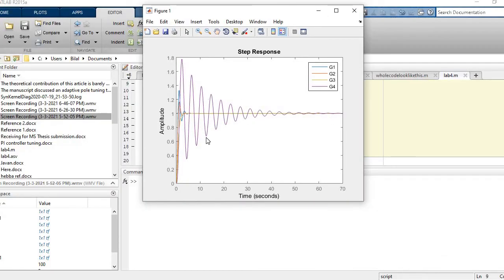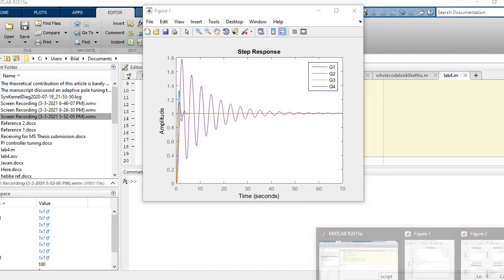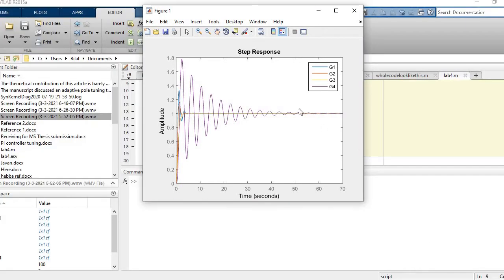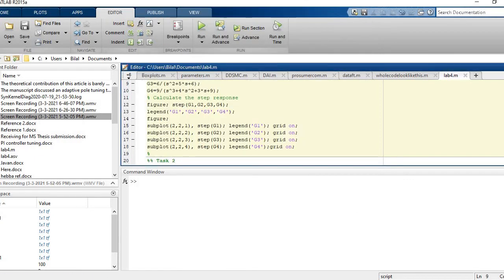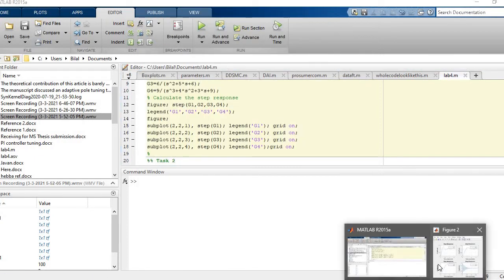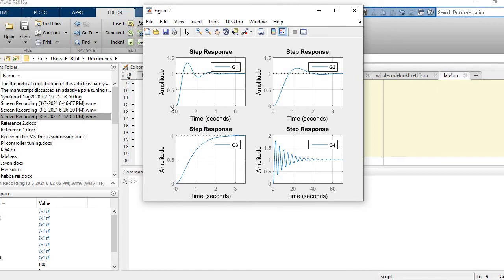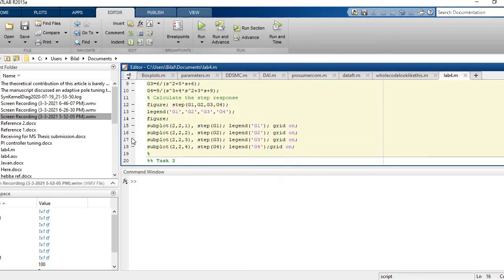This is the first one. If I plot all the transfer functions together, it's very difficult to look at them. So there's another way out: instead of plotting all, it's better to plot the individual ones. Look here, this is the response of G1, this is the second response, this is the third one, and this is the fourth one. It's very simple coding: subplot 2 1 step, then 2 2, 2 3, 2 4. This is the first task that we did.